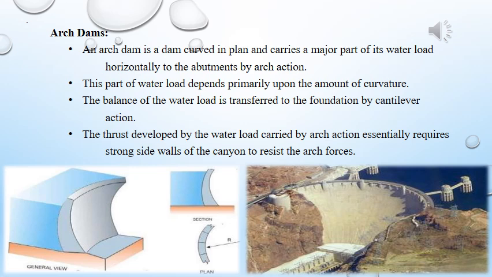For an arch dam, a narrow gorge provides a natural solution. The arch dam is structurally more efficient than the gravity or buttress dam and results in a reduction in the volume of concrete required for its construction.